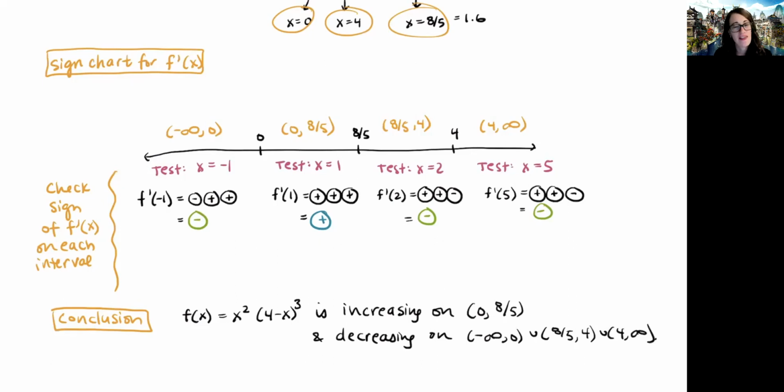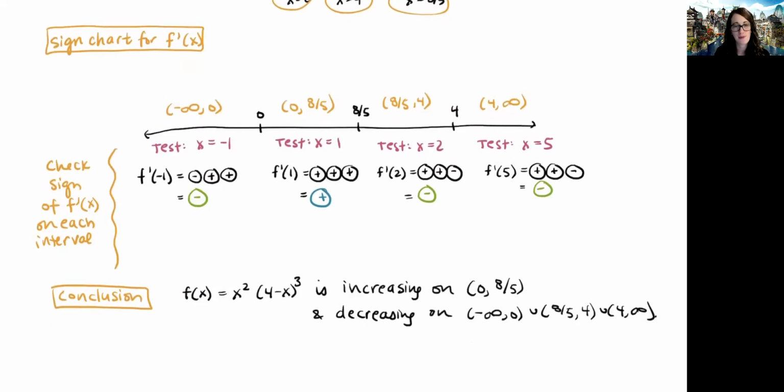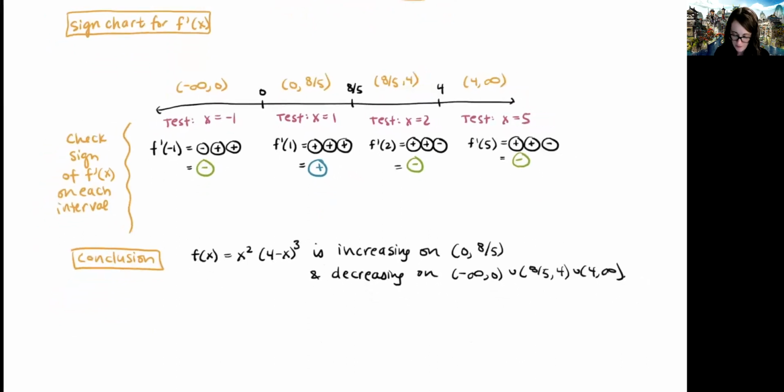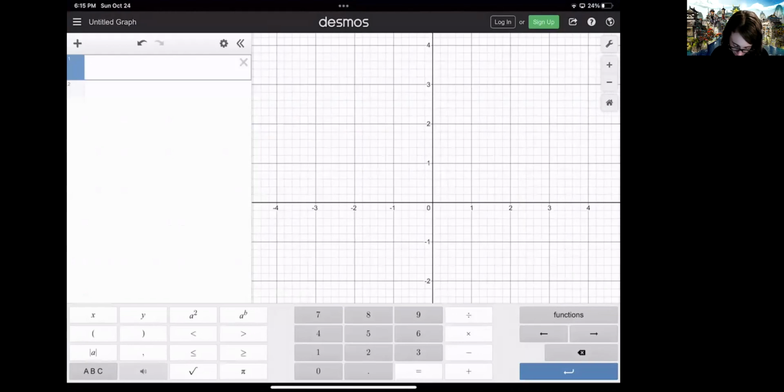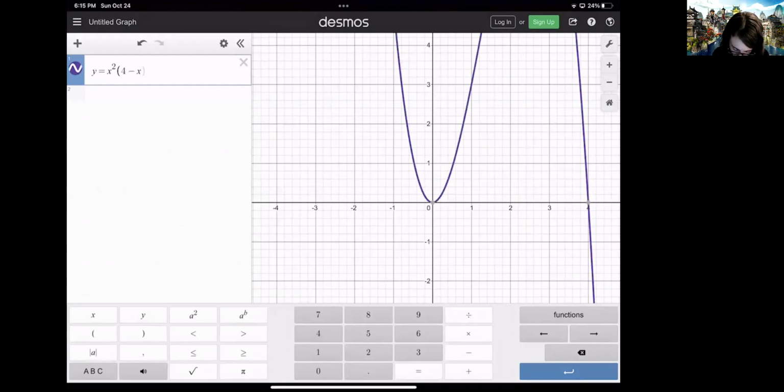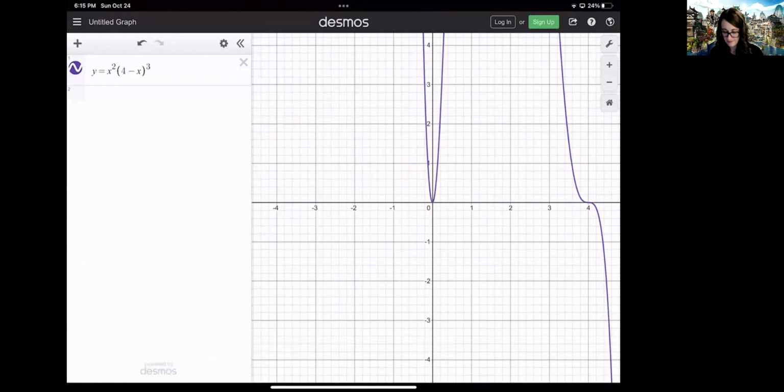So let's take a look at what this function looks like, just to double check our work. Again, pull out your graphing calculator or go to desmos.com on your phone or your computer and let us plot our function this time. So we had x squared, then it was 4 minus x, and that was raised to the third power.